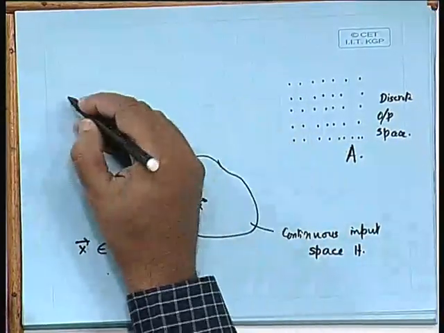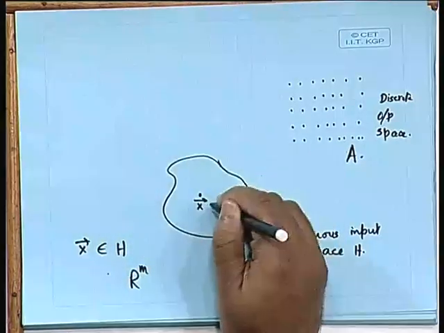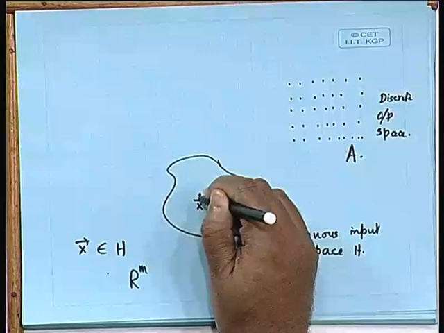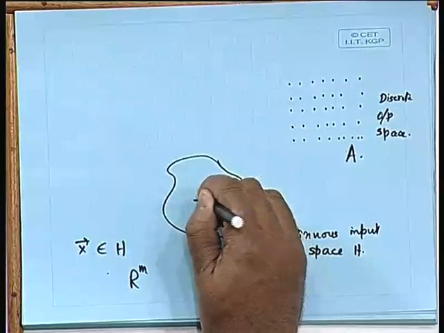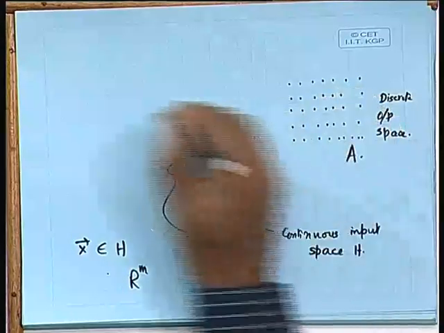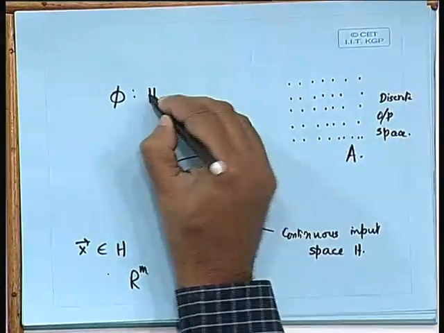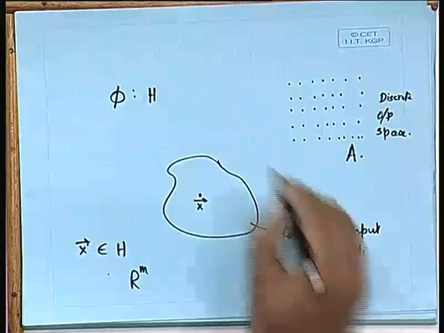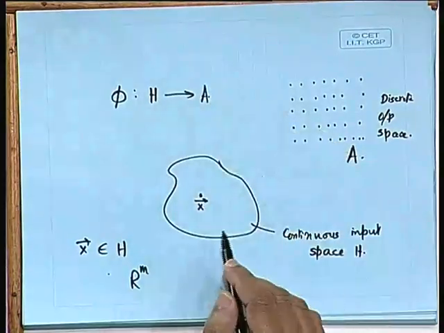So, essentially what we have as a feature map is a mapping. What the feature map, or the self organizing map, is trying to do is to map this x vector into this discrete output space, isn't it? It is definitely a nonlinear mapping. We call this mapping function the phi function. What phi does is map from the continuous input, that is the H space, into the discrete output space, that is the A space.